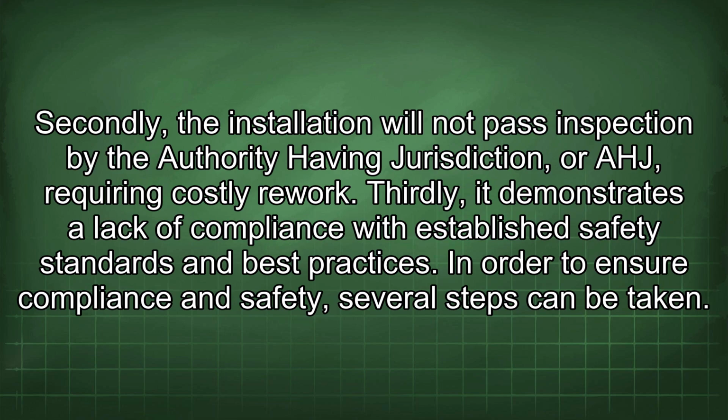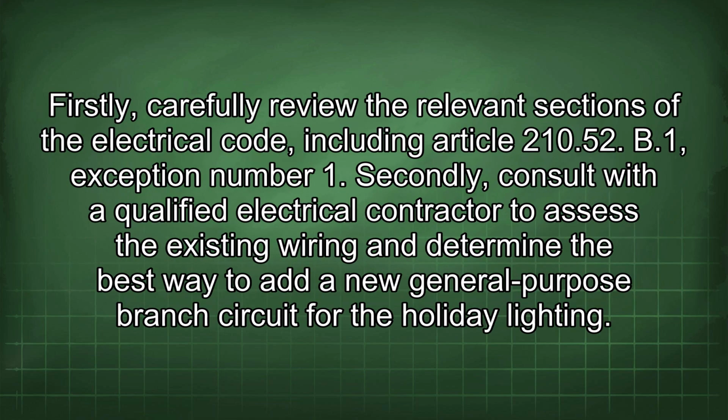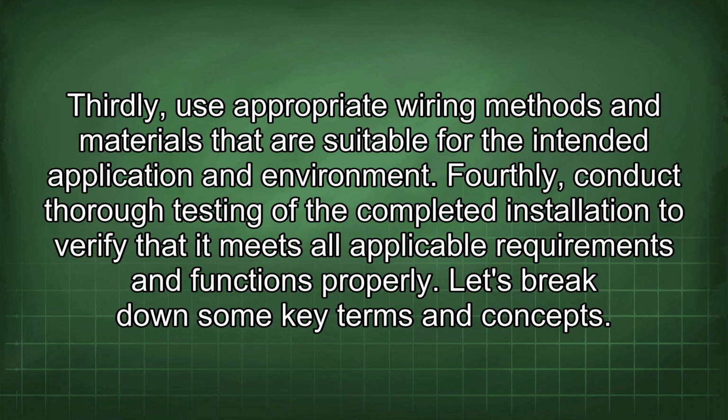In order to ensure compliance and safety, several steps can be taken. Firstly, carefully review the relevant sections of the electrical code, including Article 210.52(E)(1) Exception number 1. Secondly, consult with a qualified electrical contractor to assess the existing wiring and determine the best way to add a new general-purpose branch circuit for the holiday lighting. Thirdly, use appropriate wiring methods and materials that are suitable for the intended application and environment. Fourthly, conduct thorough testing of the completed installation to verify that it meets all applicable requirements and functions properly.